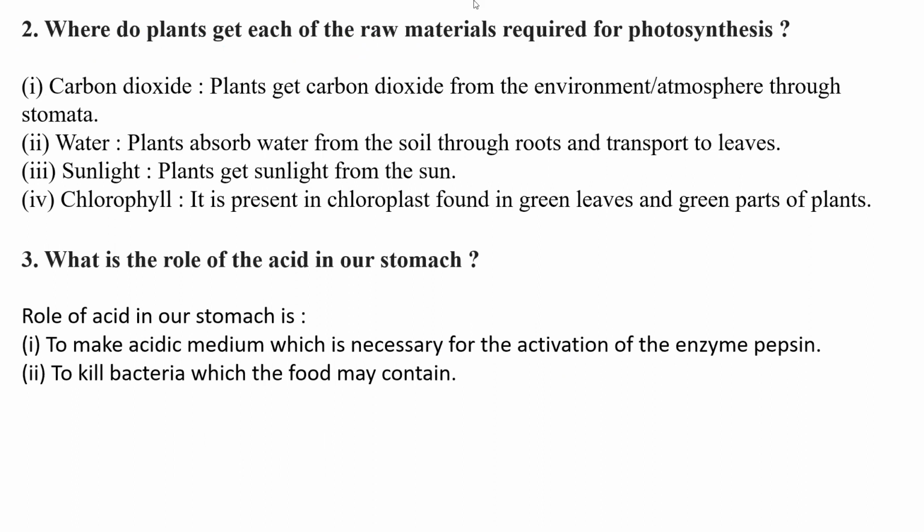The second question is, where do plants get each of the materials? This question we already discussed. Where do plants get each of the raw materials required for photosynthesis? Here, you have to write the source of each and every raw material. Carbon dioxide from the atmosphere, water from the soil, sunlight from the sun, chlorophyll from the leaves.